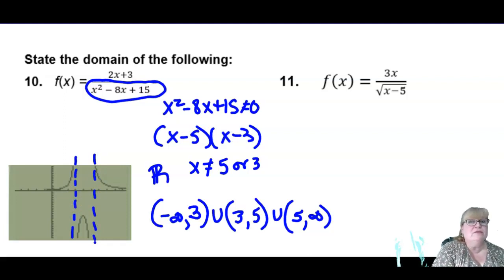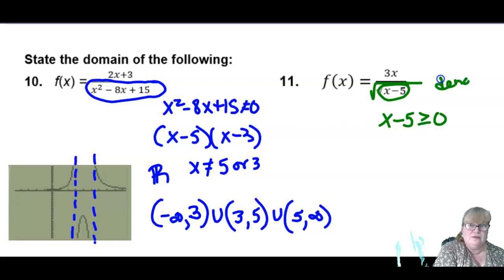All right, and then the trick of all tricks. Whatever's underneath a radical, the rule is it has to be greater than or equal to 0. But they are trying to trick us because they put the radical in the denominator, and the denominator can never equal 0. So we have to take this little equal sign off. We have to say x minus 5 has to be greater than 0.